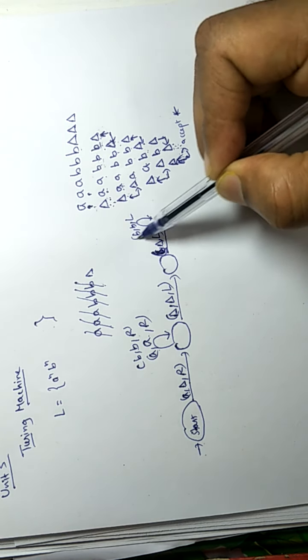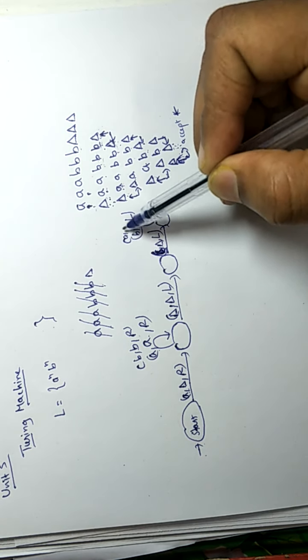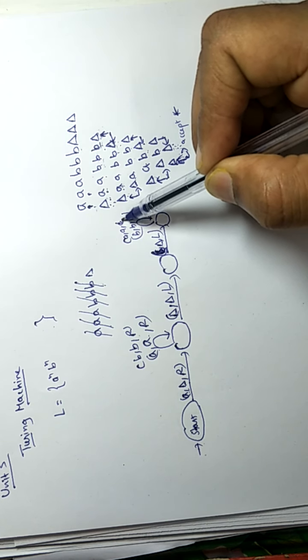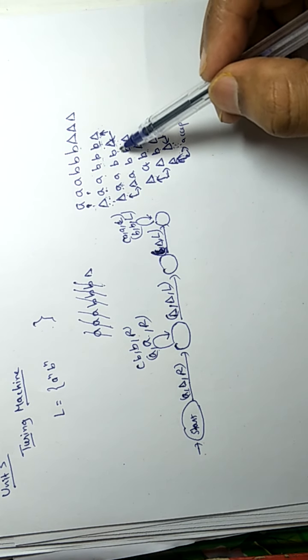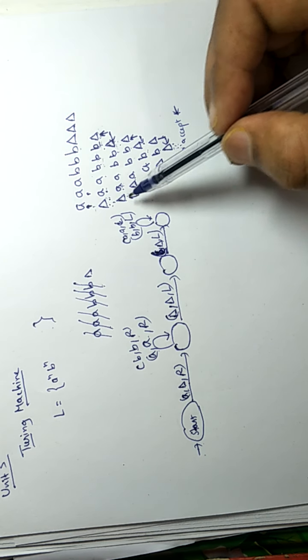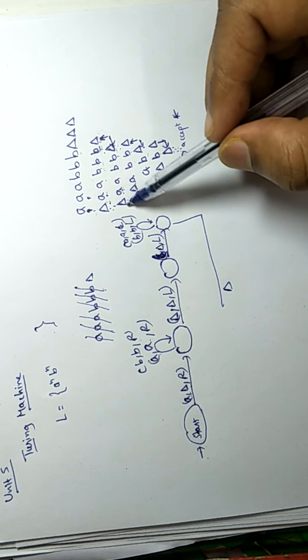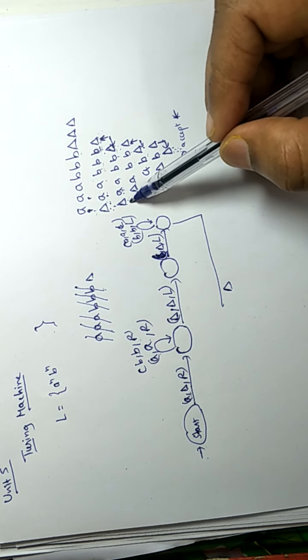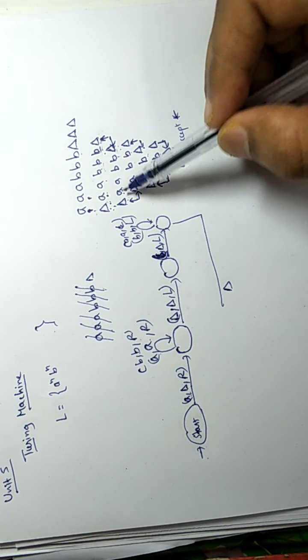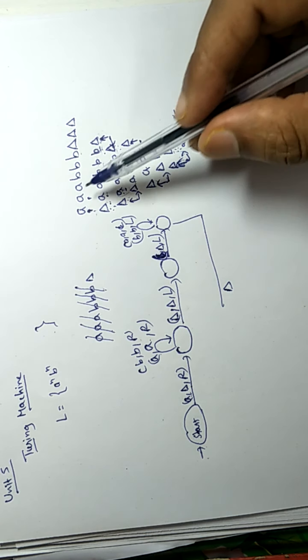We will leave it as it is and move to the left. Then we will get A, leaving it as it is and moving to the left. By moving left we will reach this blank. What we need to do at this blank: we read this blank and move to the right, and we will get A. Now on reading this A we have to repeat the same procedure.